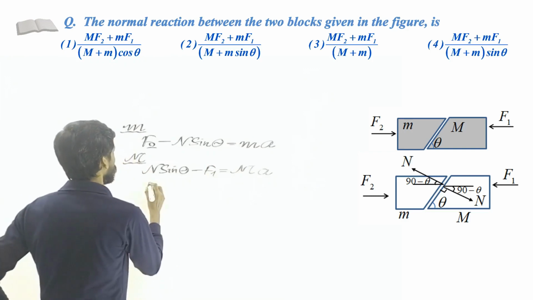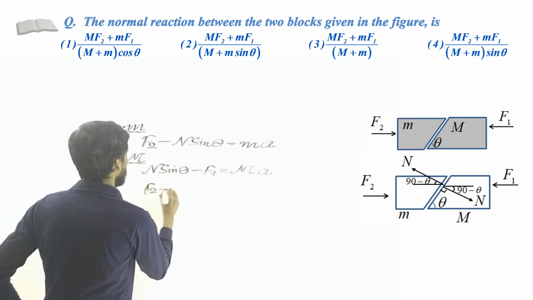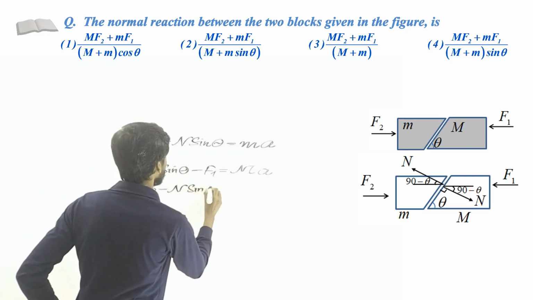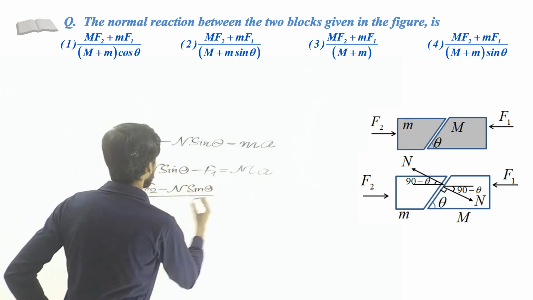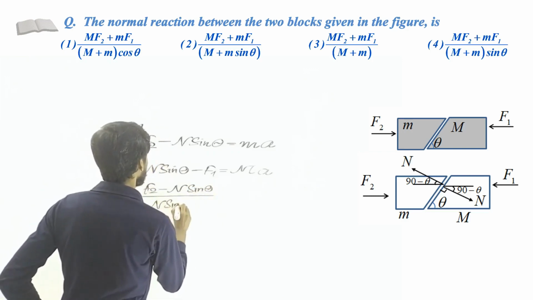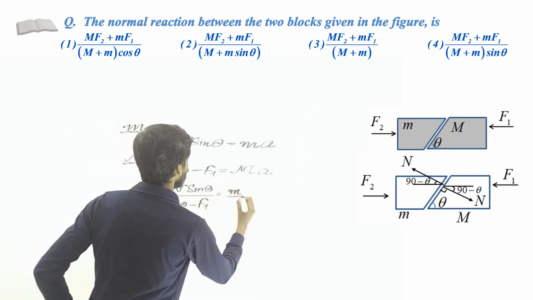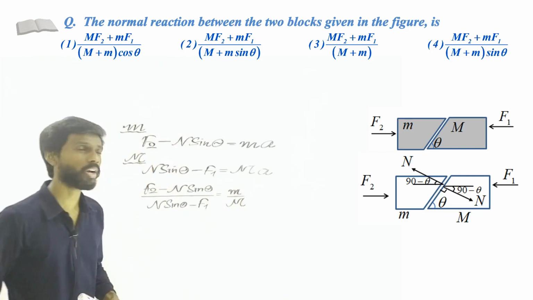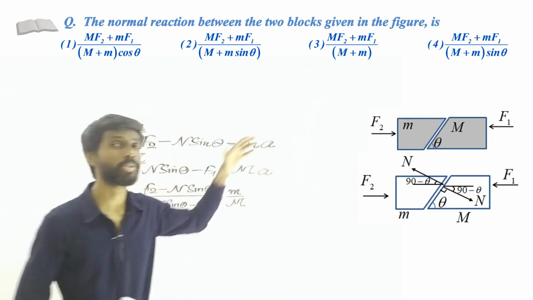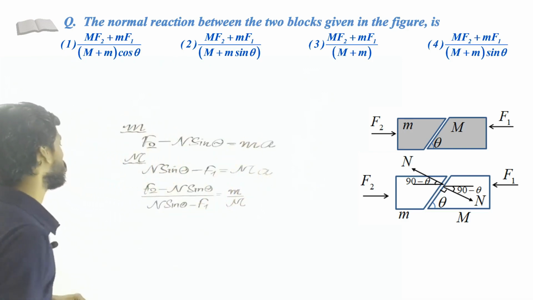Okay, if you divide these two equations, (f2 minus n sin theta) divided by (n sin theta minus f1) equals M divided by m. So we can find the value of n from this and substitute here. Let us simplify this.